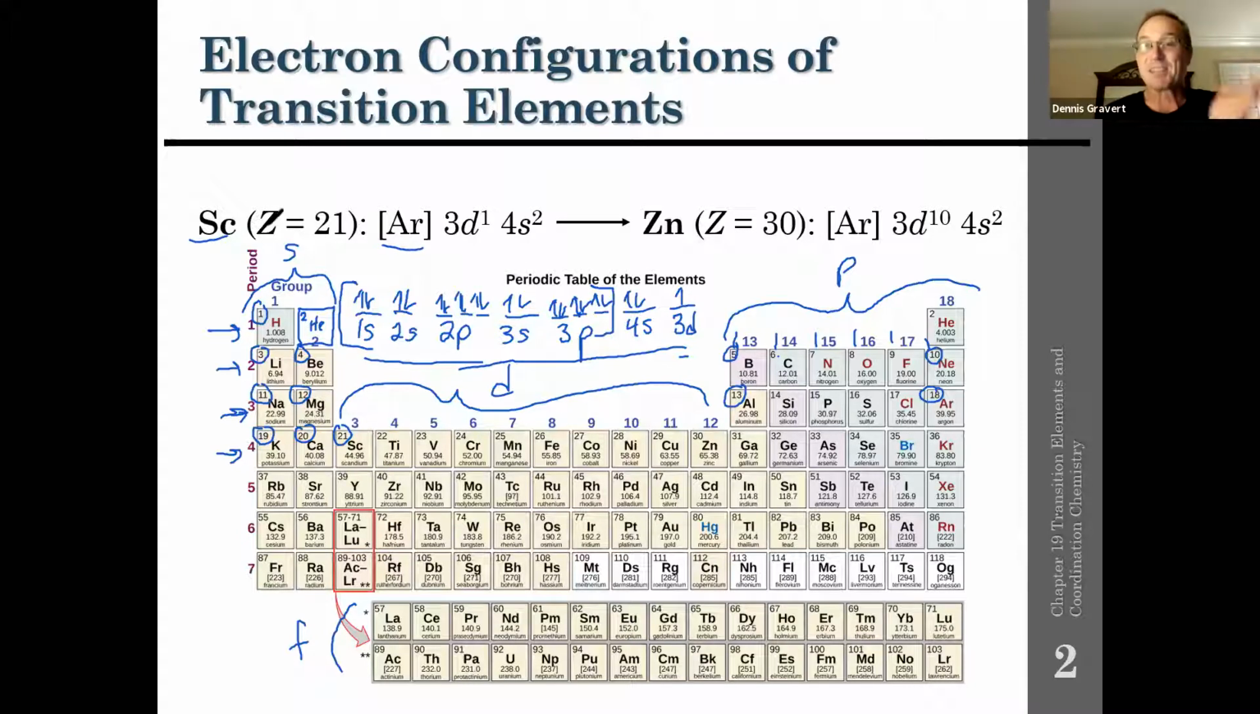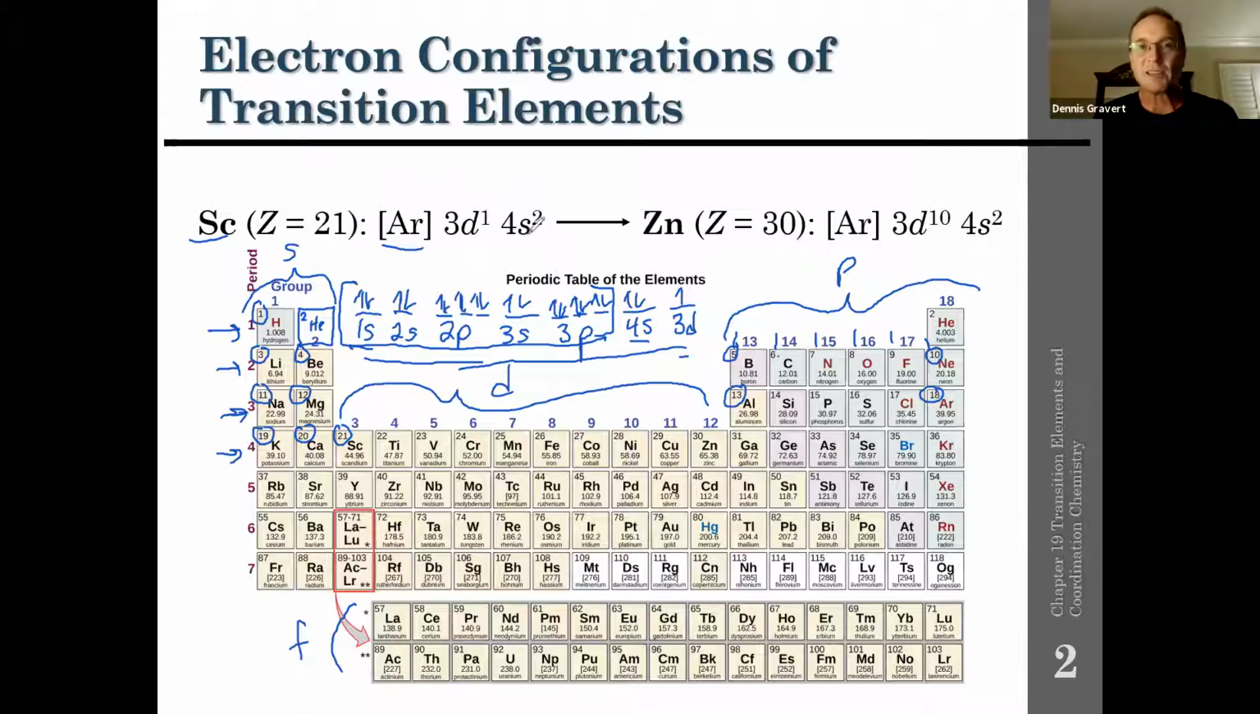If you wanted to do scandium the shortcut way, which I advocate, it's a good idea. Find scandium here, then go back to the nearest noble gas. And instead of writing all of this out from 1s to 3p, just write Ar in brackets. And then know argon took care of 18 of those 21 electrons. So now you only have 3 left. Electrons 19, 20, which I would put in the 4s, and then I would skip over to the 3d.